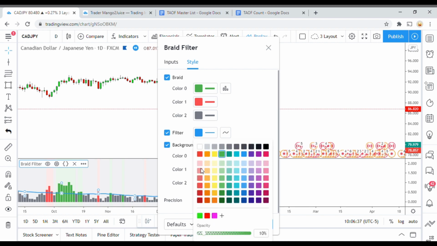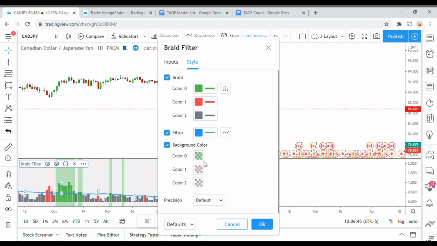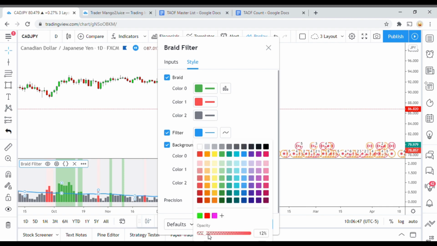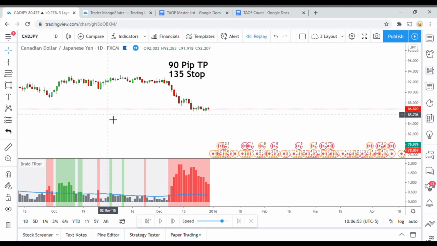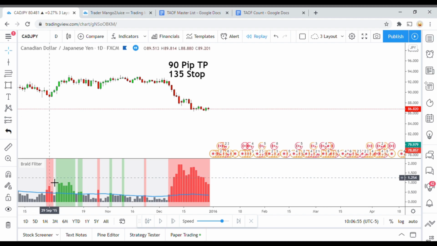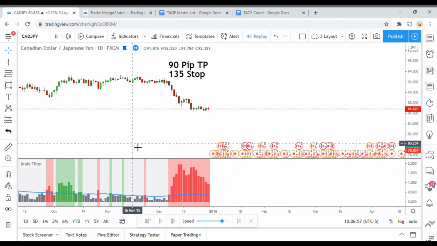What I did a moment ago was change the background opacity to about 40, and so you can see that it just kind of stands out a little bit more there, a little bit more pleasing to the eye.